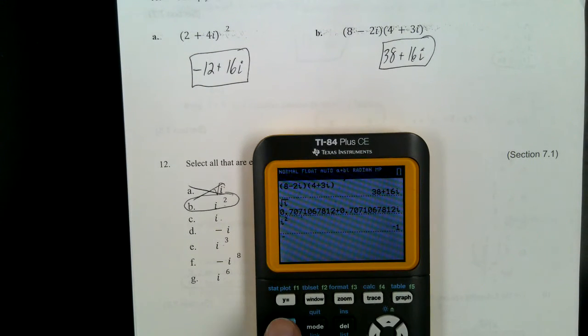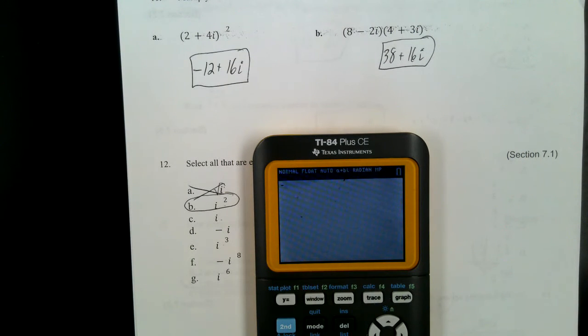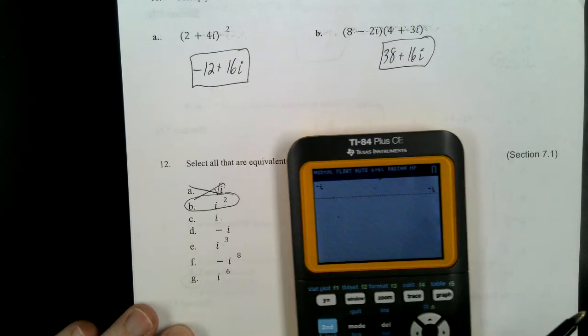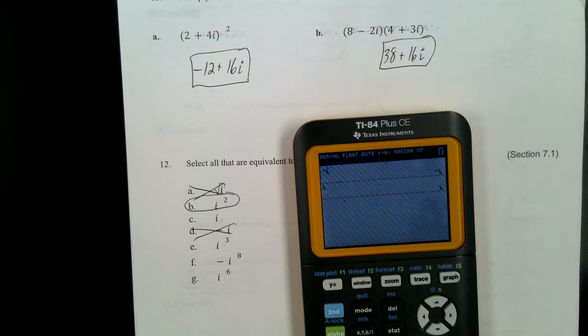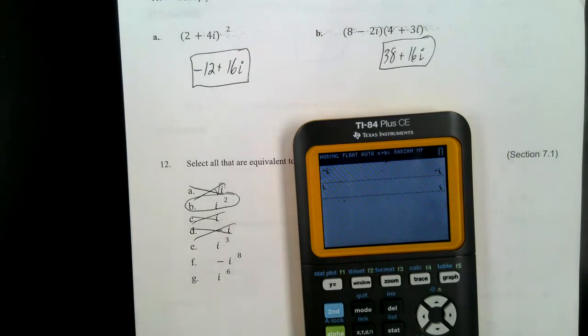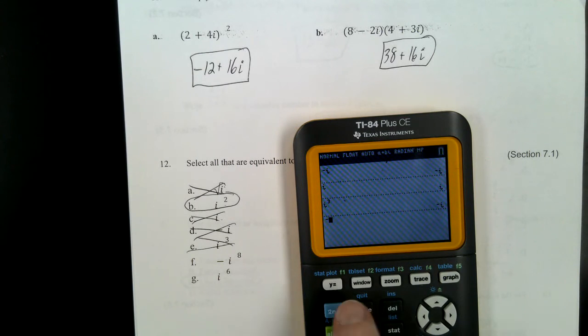So now I'm going to try negative i. Oh, that was not negative 1. Negative i equals negative i. It does not equal negative 1. So we know that one does not. I need to enter i. That just equals i. That is not negative 1. i to the third is negative i. Again, not negative 1. Negative i to the eighth is negative 1. So that one also is equal to negative 1.